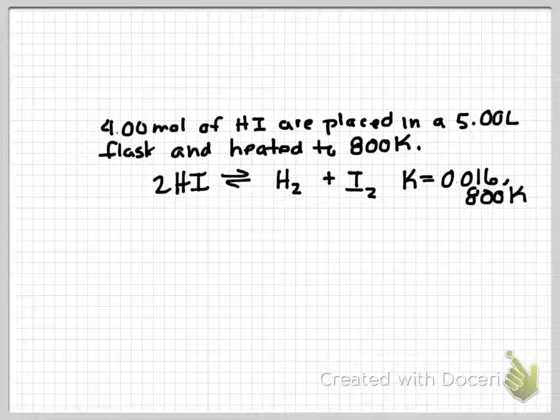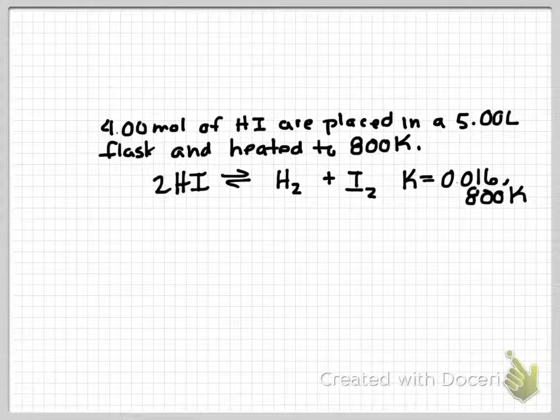I'm going to place it in a 5-liter flask, heat it to 800 Kelvin. I'm going to monitor the following reaction, where 2 hydrogen iodide molecules are in equilibrium with hydrogen and iodine, providing the equilibrium constant K equals 0.016 at 800 Kelvin.